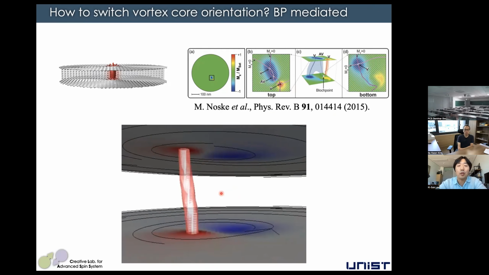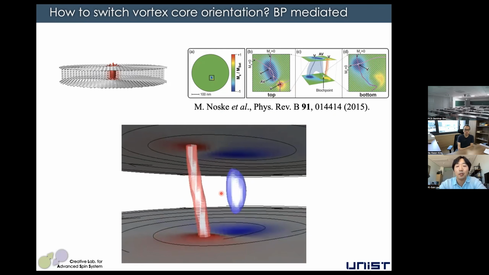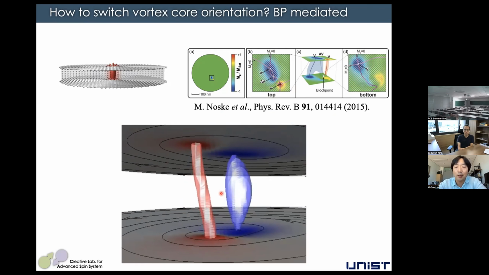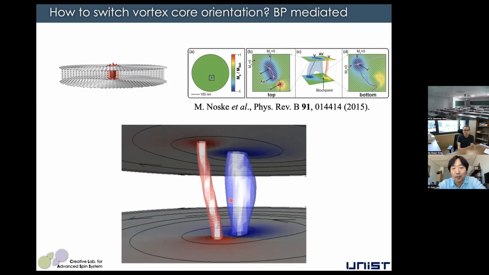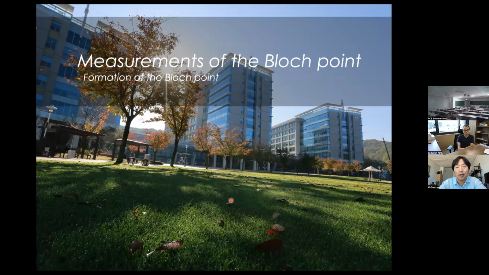So we can conclude that the change of the topological charge should be mediated by the magnetic singularity. Here is a Bloch point. Here is an example of that. Now, let's think about the measurement of the Bloch point. A Bloch point is a very small, vanishing point, so it is not easy to measure directly. So we have to measure the Bloch point by measuring the surrounding structures.